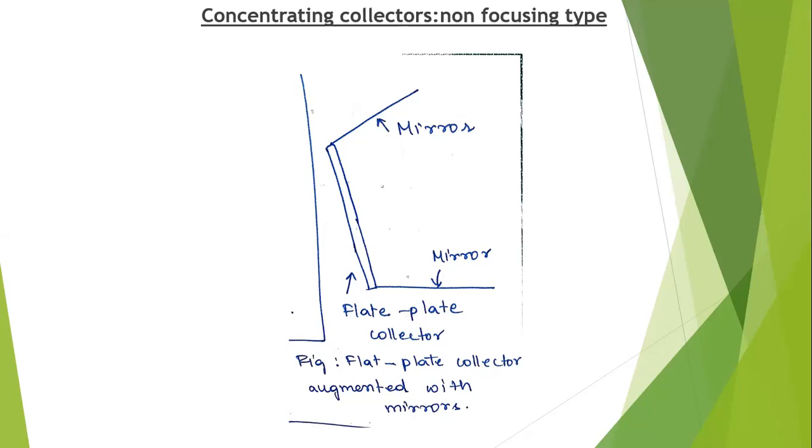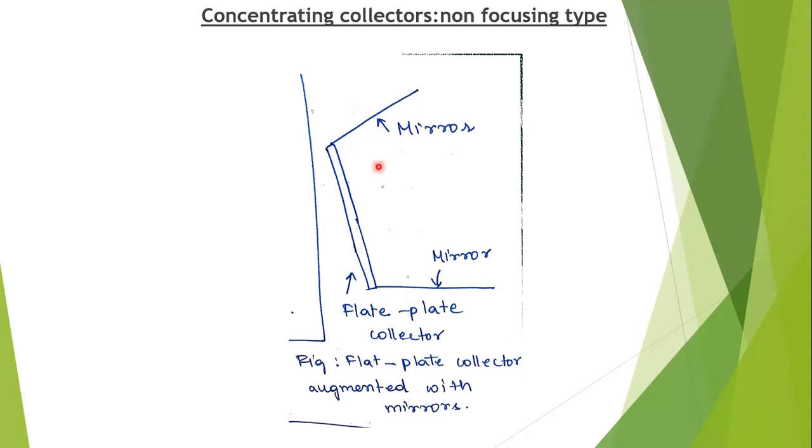So the collector receives reflected radiation in addition to that falling normally on it. Direct radiation will not fall on the flat plate collector; it is made to fall onto the mirrors, and these mirrors reflect the radiation. In this way we are getting the heat. Here the mirror will be there, and the solar radiation falling on the mirror is made to reflect onto the absorber plate here.